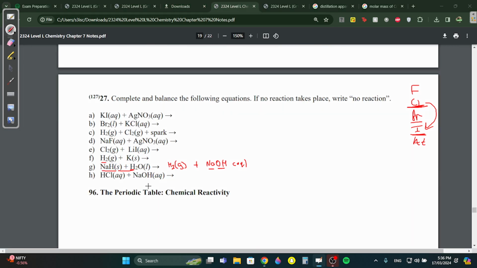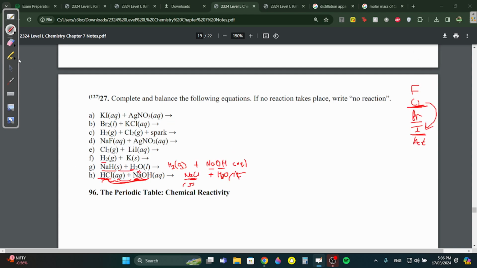HCl plus NaOH. What's going to happen? You're going to get NaCl plus H2O. Whenever you mix an acid with a base, this is an acid, this is a base, you get a salt, which in this case is NaCl. The salt is the metal with the non-metal. And what's left over is H and OH, H2O, which is a liquid.